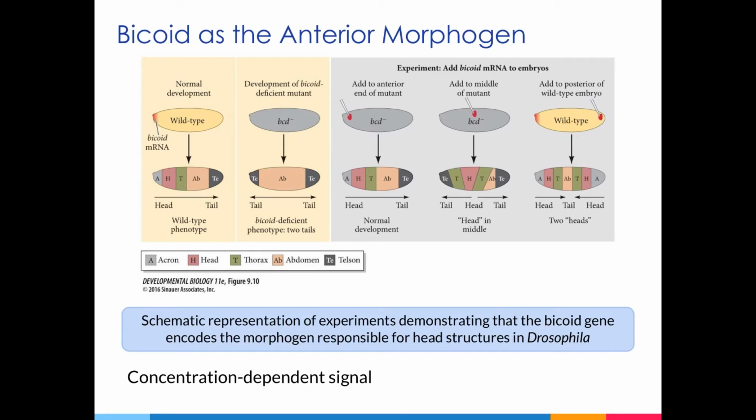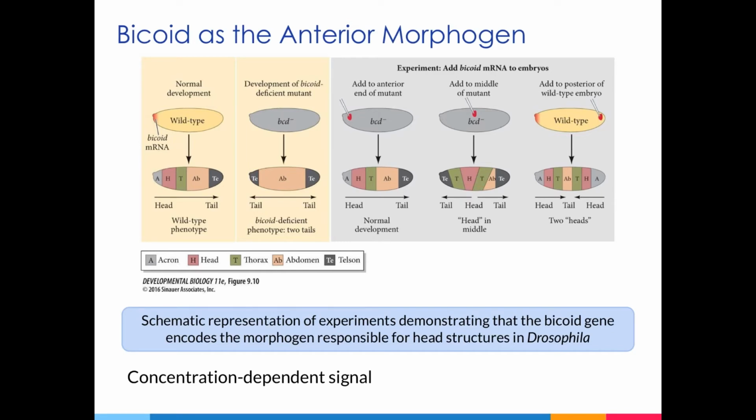Another thing you may notice is that when bicoid is injected into the middle of the embryo, the head forms at the location of injection and it's flanked by the thorax. And these results suggest that bicoid is a morphogen. At higher bicoid concentrations, the genes that are needed to form the head become activated. At lower bicoid concentrations, the genes that are needed to form the thorax become activated.